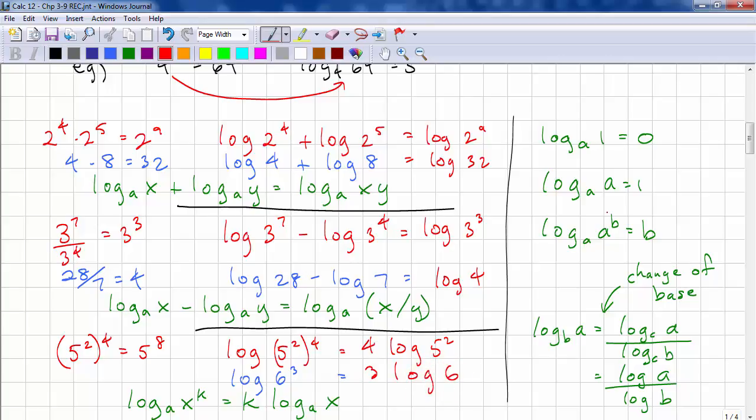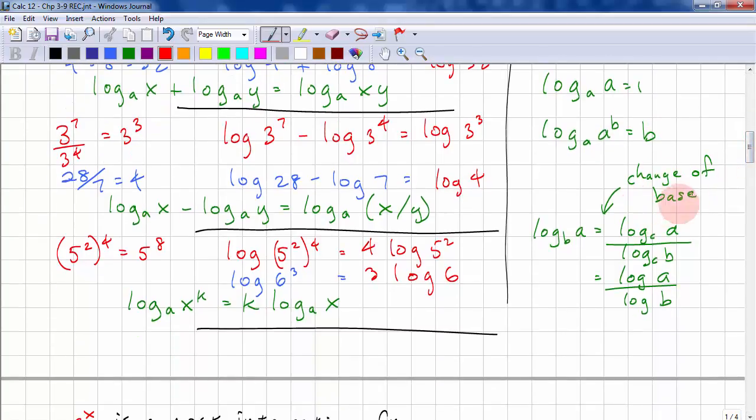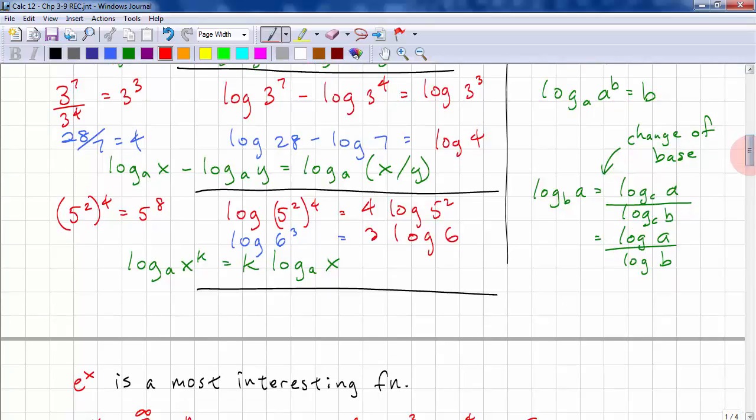We also have other log properties. Log a of 1 equals 0. Log a of a equals 1. Log a of a to the power of b equals b. And there's also a change of base. So if we're doing log b of a, there's two formulas. We can do log c of a over log c of b. Or we can simply just do log a over log b.